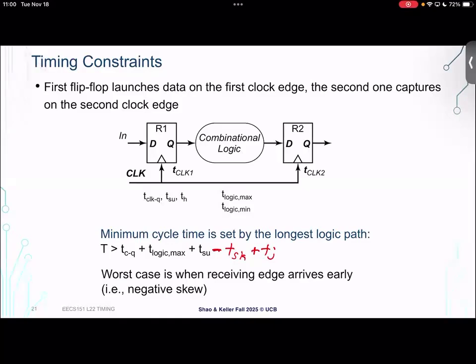Okay, so we're at time. We've just about wrapped up our timing analysis segment. So on Thursday, we're going to get into the details of how we design latches and flip-flops.